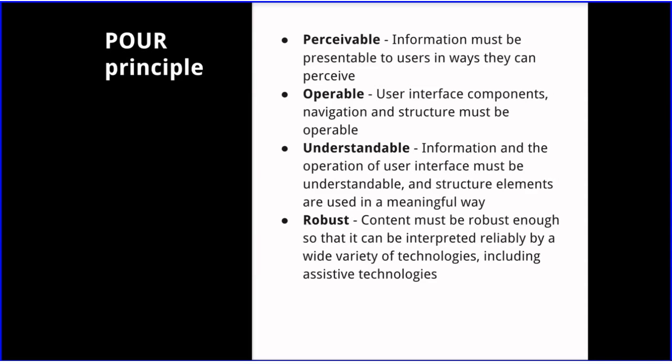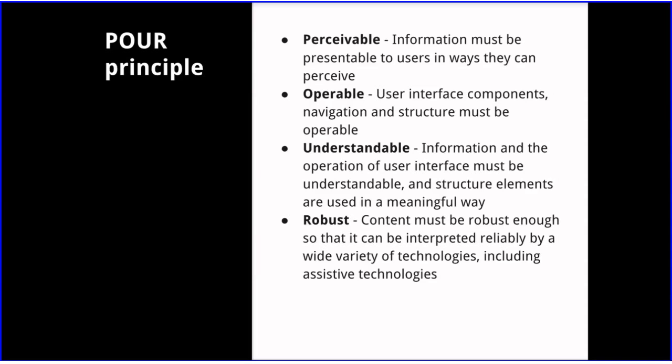set up in structures and outlines that make sense or are coherent, not just to one sense, but to all the senses that we need to develop our content for. And robust. Content must be robust enough so it can be interpreted reliably by a wide variety of technologies, including assistive technologies.